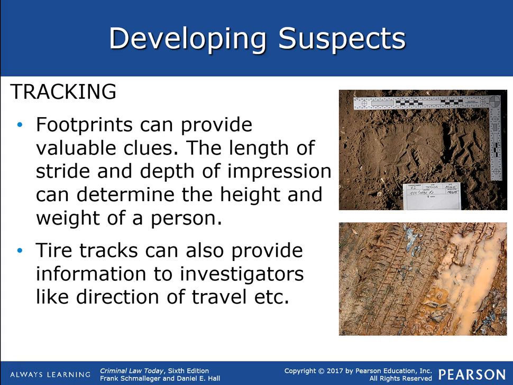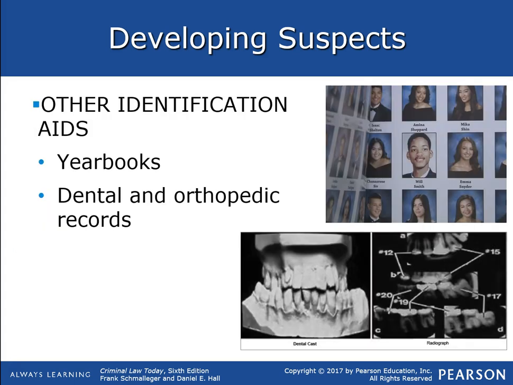Tracking footprints can provide valuable clues. The length of stride and depth of the impression can determine the height or the weight of a person. Or you can simply identify someone based on the pattern of their shoe, their boot, or what have you. And tire tracks are similar. They can also provide information to investigators like direction of travel, etc., but they can also be linked to a certain tire on a certain vehicle that a possible person of interest might be driving. So these are all things that are very, very important when it comes to developing suspects.